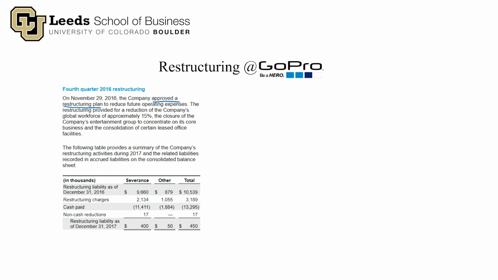So remember, this plan was approved prior to December 31st, 2016. And so as of December 31st, 2016, the total liability balance was 10, and this is in thousands. So this is $10,539,000, okay? And so what must they have done before that first date on the table, okay? So the first date on the table is December 31st, 2016. In November, they approved this restructuring plan. So how did they set up this initial liability in November?